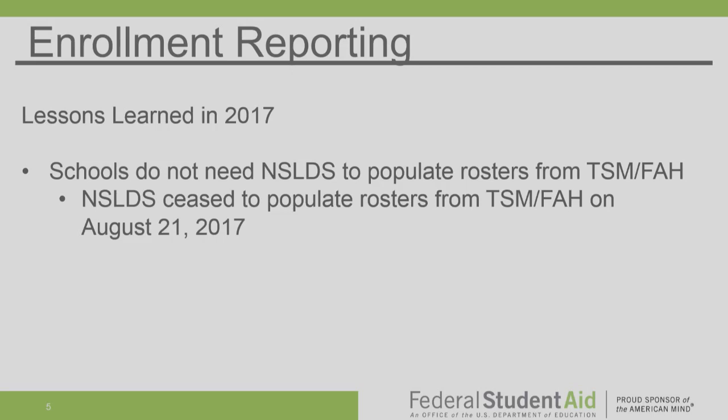However, as soon as we did that, we had schools call us and say, why did you stop doing that? So what we're doing now is we're working on making some enhancements to the system, and we hope by this spring that enhancements will be done, and you will be able to go back and make the choice of whether you want to add students from transfer student monitoring or students from financial aid history or students from both of those reports to your enrollment rosters, and we will do it for you. So we're going to give it to you as an option.